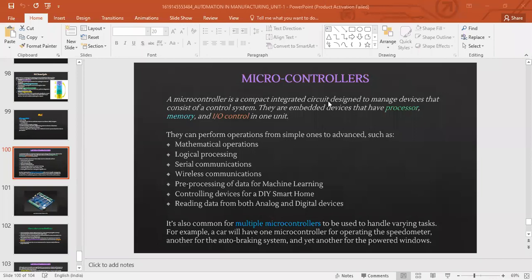Yes. You see, we call it do it yourself, right? That's usually with things that we have at home. Okay, simple things. So you do it by yourself. So for those devices, even those consist of microcontrollers reading data from both analog and digital devices, right?